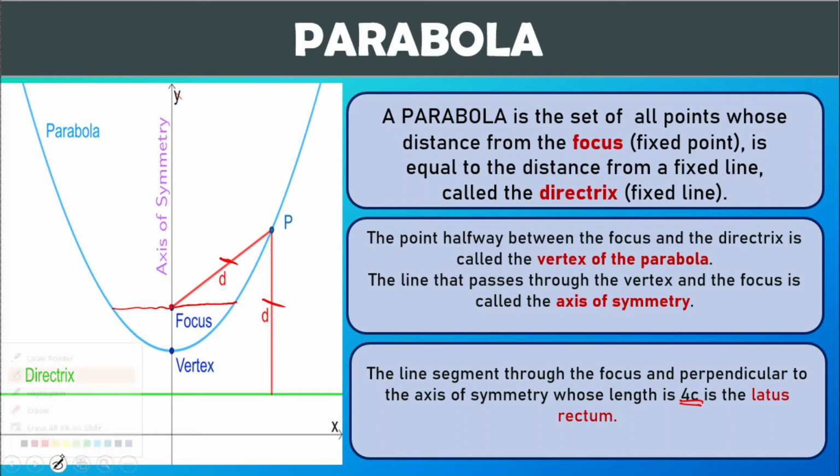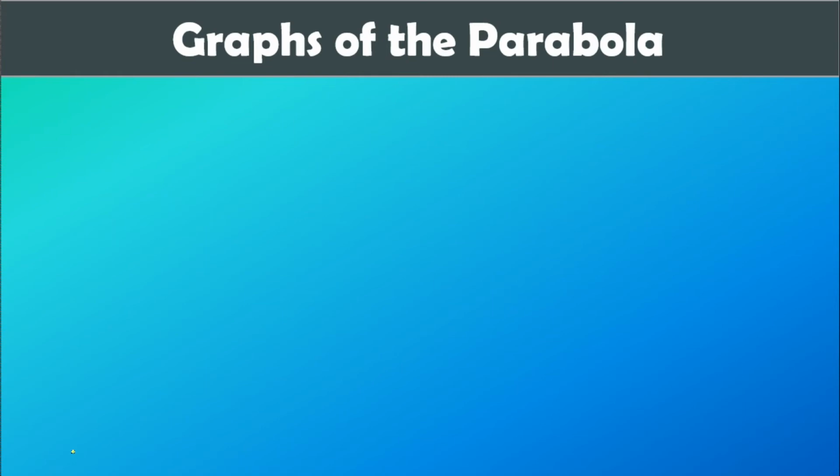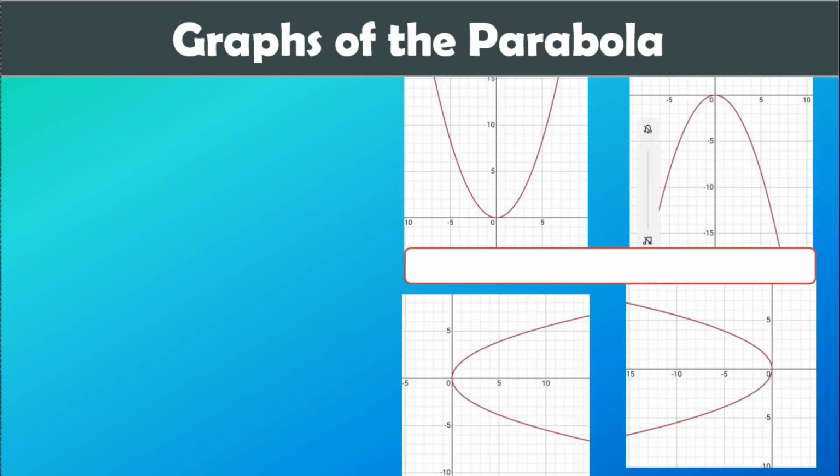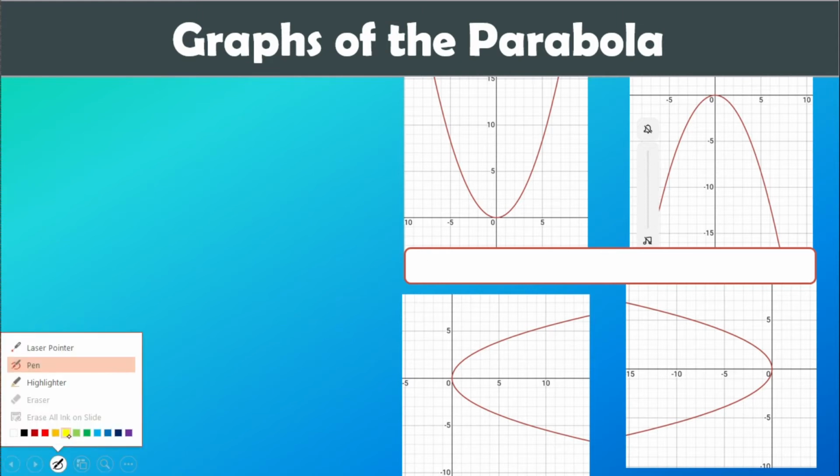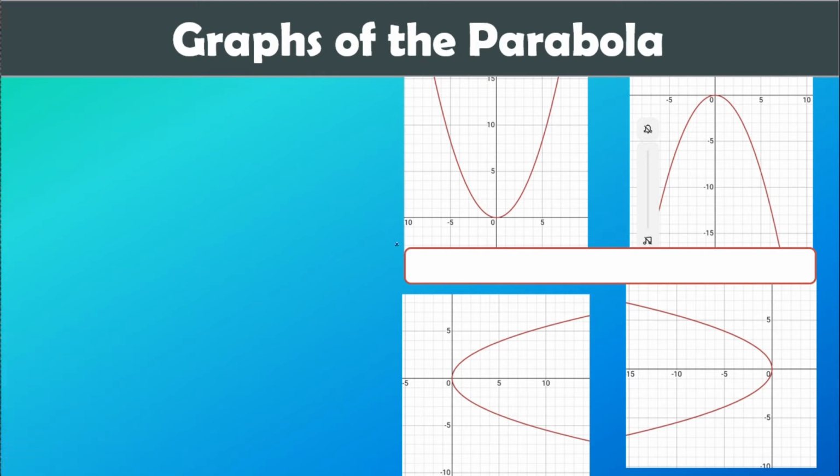Okay, let's proceed. Graphs of the parabola. Here are the graphs of the parabola. There are 4 cases or types sa graph ng parabola. So, here, makikita nyo, no? So, pag ang parabola, yung vertex niya or turning point niya is at the origin, okay, meaning to say 0, 0 yung vertex. So, nakita nyo? Yung vertex niya, makikita natin lahat sa origin.